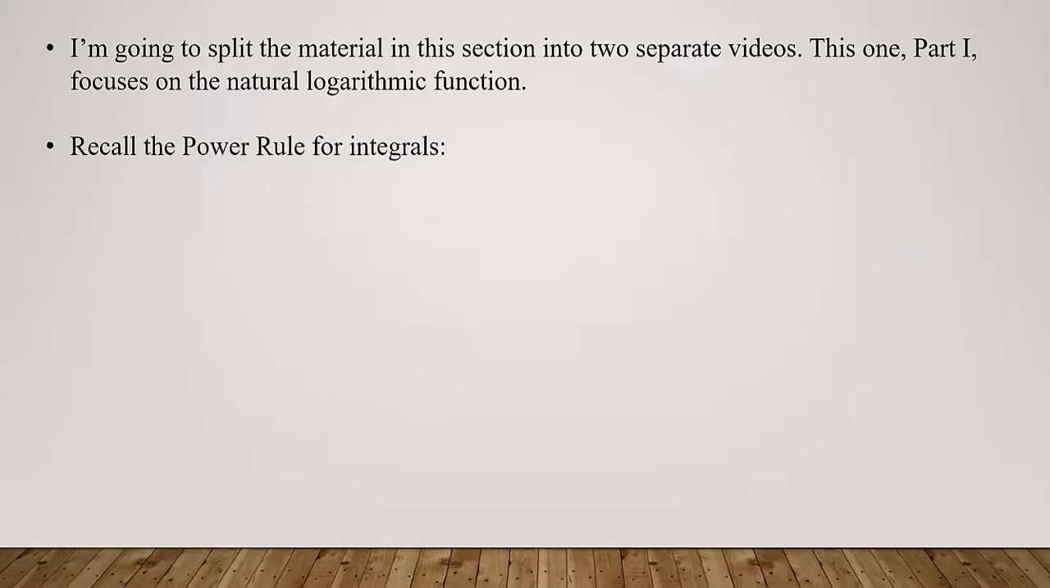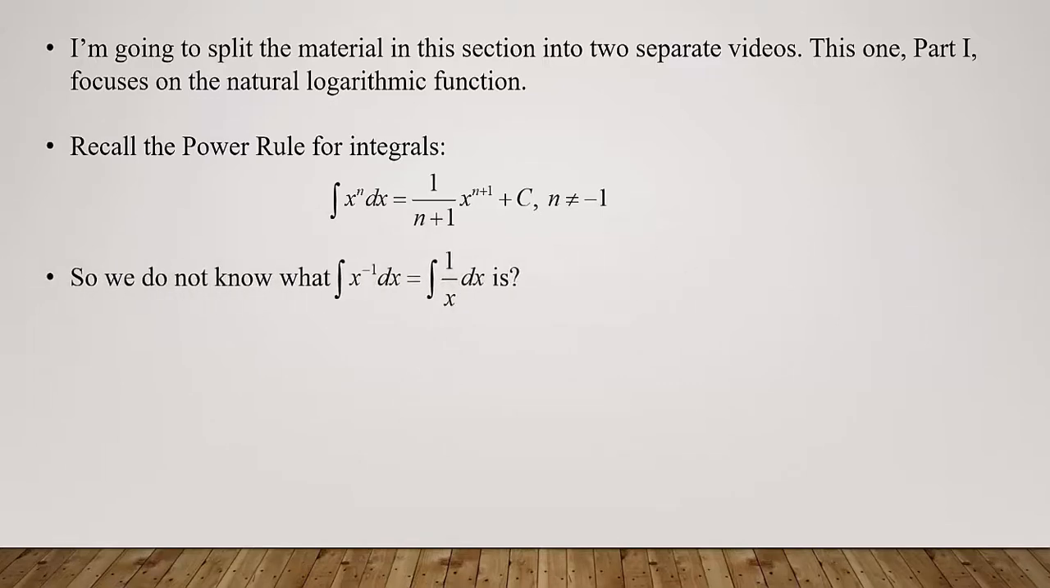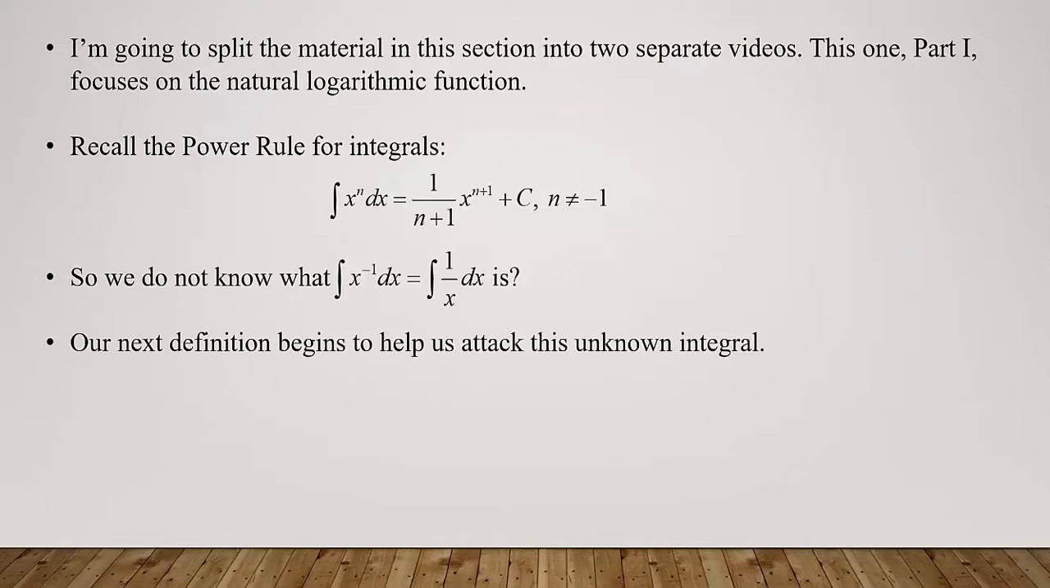So let's do a little review. Remember the power rule for integrals said, the integral of x to the n dx equals 1 over n plus 1 times x to the n plus 1 plus c, for n not equal to negative 1. So at this time, we don't know what the integral of x to the negative 1 dx is, or you could think of x to the negative 1 as being 1 over x. So we don't know what the integral of 1 over x dx is. We have no idea. However, our next definition begins to help us attack this unknown integral.